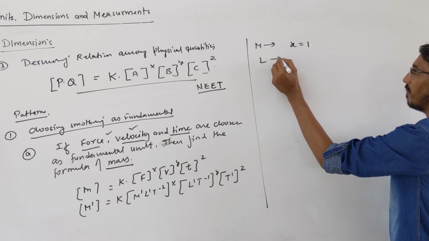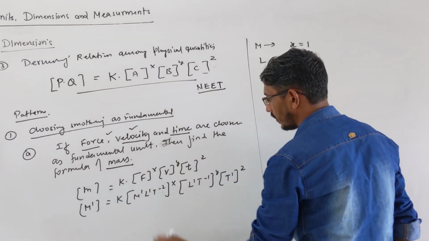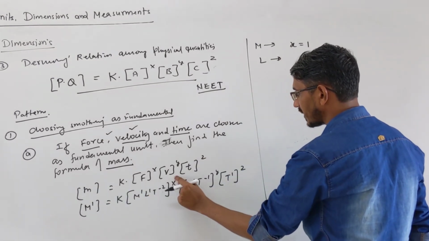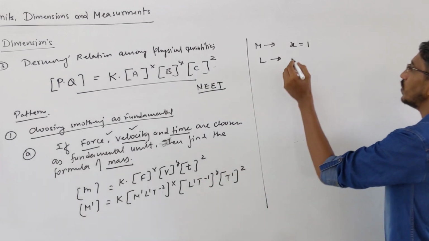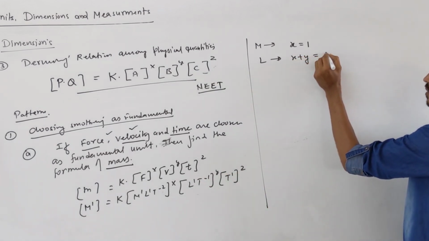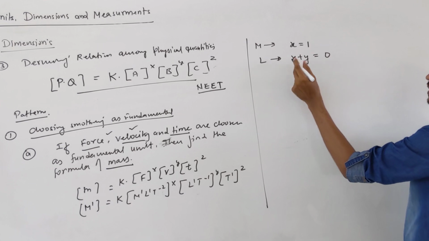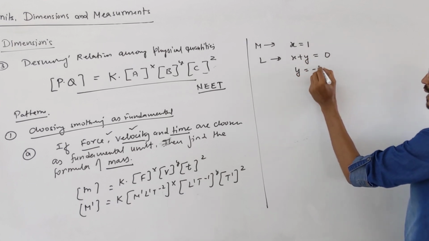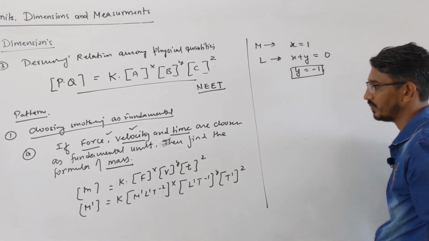Then let's compare L power. No L is given here, so 0. L is given here as L power 1 into x, L power 1 into y. So x plus y is equal to 0. The x value we already know, x is 1, so y becomes minus 1. Okay, x and y found.